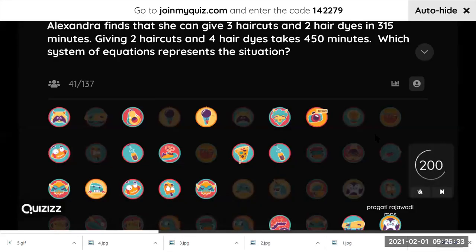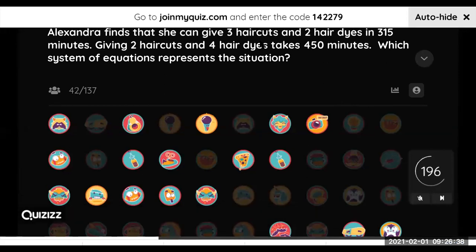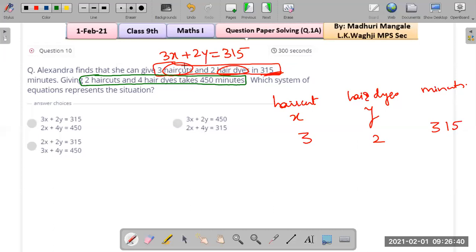So there, 41 of you have already entered the choices. For others who are still trying, once again look at the board. It says 3 haircuts and 2 hair dyes. You just need to replace the haircuts with X and the hair dyes with Y. The numbers stay as they are. The sum of these two equals the total number of minutes. That will give you 2 equations. Select the correct equations. Be very careful, students. This is a very, very simple question.